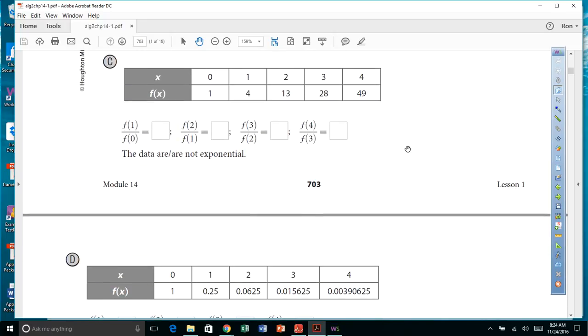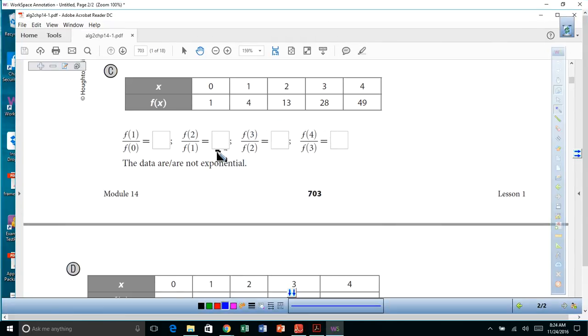C. Take a look at this in here. So the first one, that's going to be 4 over 1. That's just going to be 4. All right. And then 13 over 4. That's just 13 over 4. And then the next one, that's 28 over 13. And then 49 over 28. 7 goes into 49 seven times, and 7 goes into 28 four times. So that's going to be 7 fourths. These are not exponential.